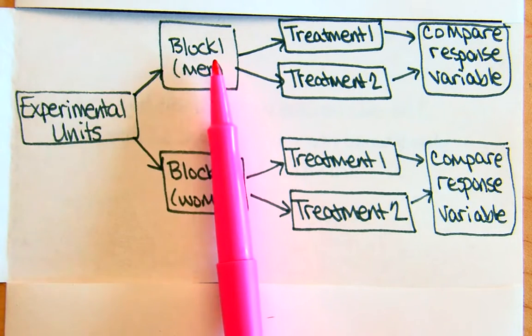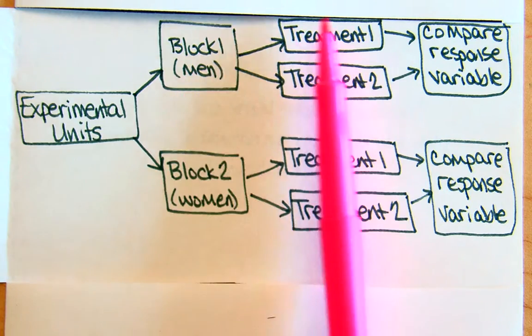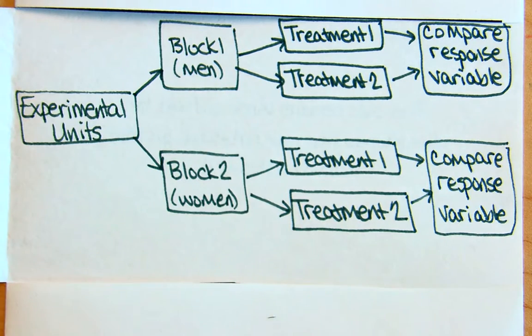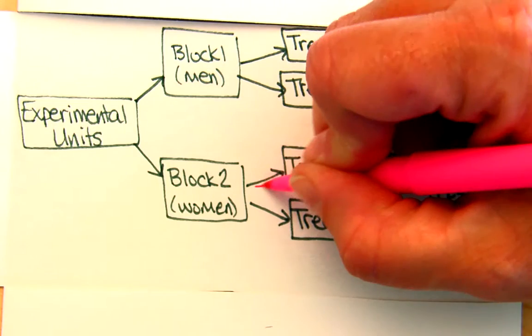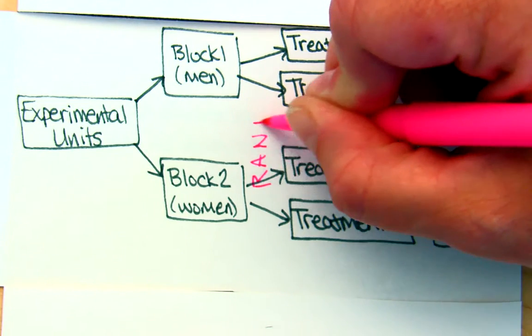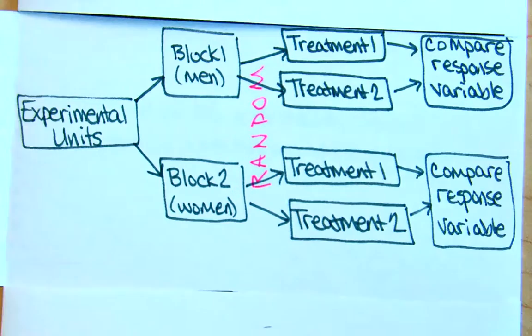Then I have to say, did I randomly assign each of these to the treatments? Yeah, that's where the randomization occurs. So that's where I want to write this in. So there's my random assignment. And of course, just like we did in the completely randomized, you would describe that randomization process in detail.